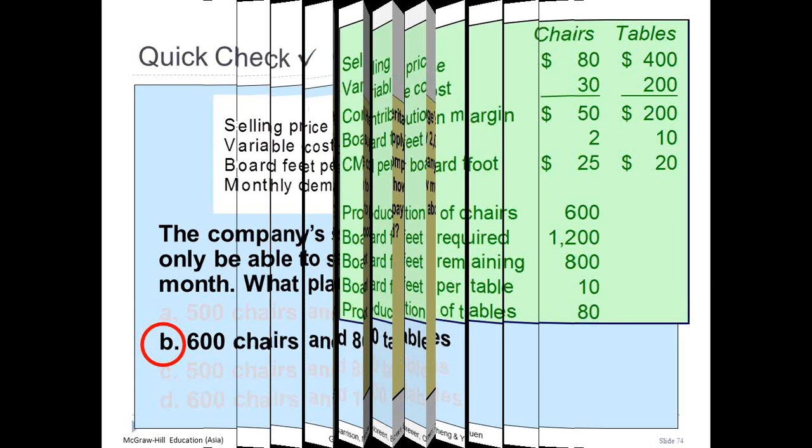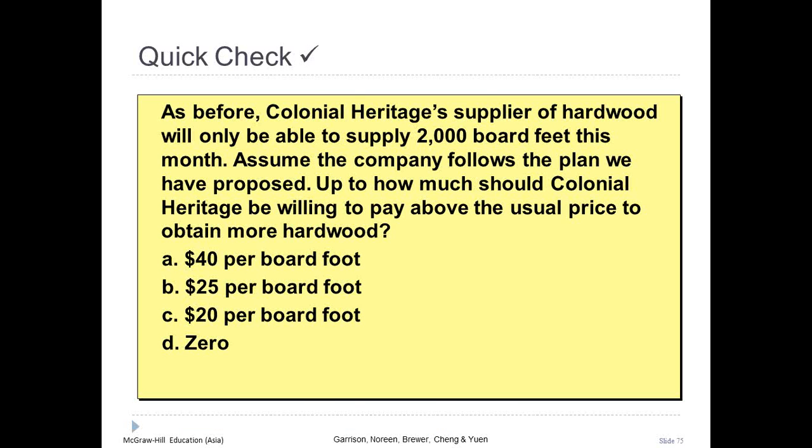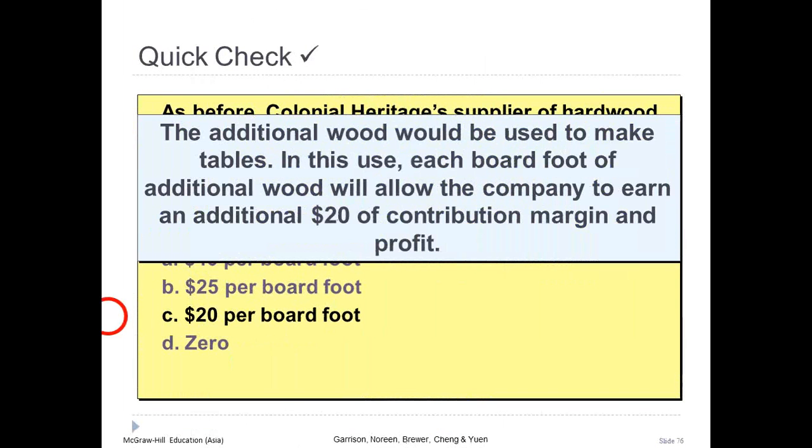So here is more information about Colonial Heritage. Up to how much should Colonial Heritage be willing to pay above the usual price to obtain more hardwood? The additional wood would be used to make tables. In this use, each board foot of additional wood would allow the company to earn an additional $20 of contribution margin and profit.